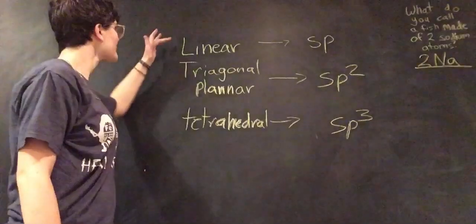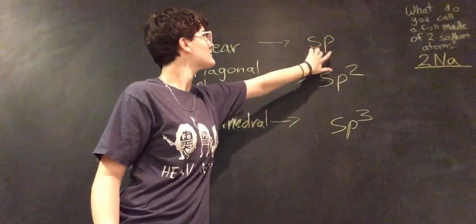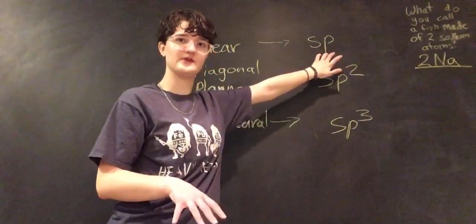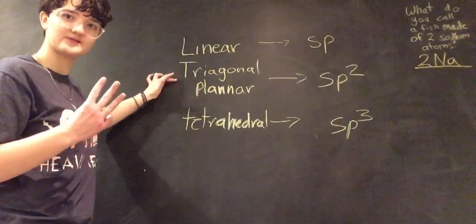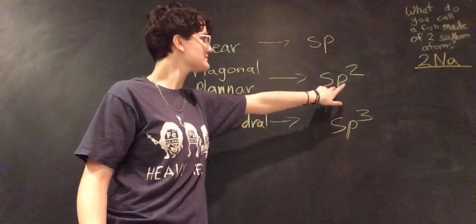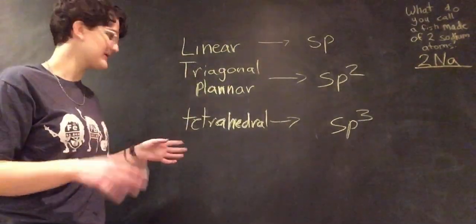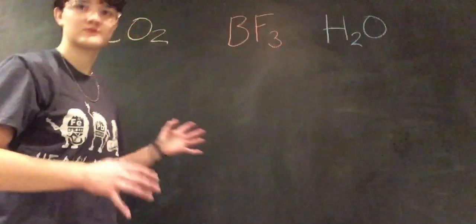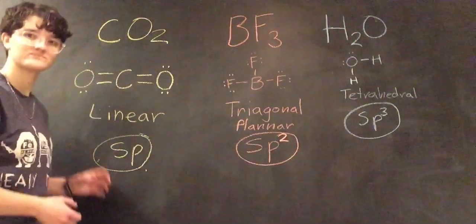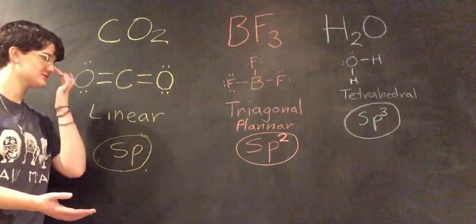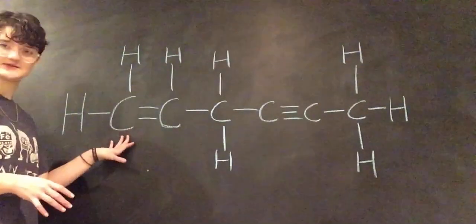One way I remember is by remembering that linear molecules have 2 electron domains around their central atom, and there are 2 orbitals with sp hybridization. And trigonal planar, there are 3 electron domains around the central atom, and there are 3 orbitals. And then for tetrahedrals, there are 4 electron domains around the central atom, and there are 4 orbitals. For some extra practice, find the hybridization for these 3 compounds. These are the hybridizations for each of these molecules. For some extra practice, find the hybridization for each of the carbons in this molecule.